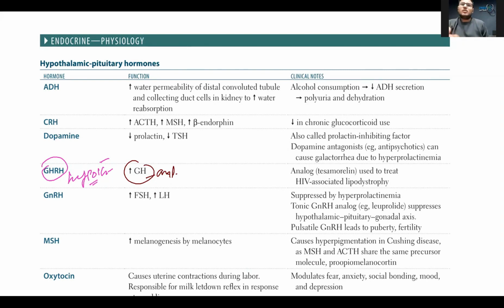So next is gonadotropin releasing hormone. Gonadotropin is releasing the FSH. They are suppressed by hyperprolactinemia. Remember, when there is prolactin, prolactin is inhibiting gonadotropin. So when there is hyperprolactinemia due to increased prolactin release from the anterior pituitary, this prolactin inhibits gonadotropin.